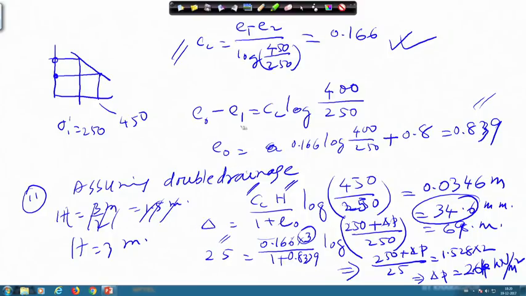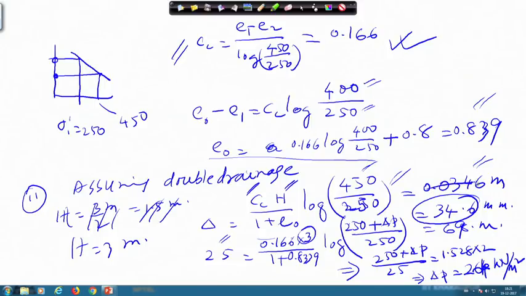So, e naught minus e 1 by 400 by 250, from here I got e naught. So, at 400 I know e value, and at 250 actually what is the e value I do not know suppose. So, I have to find out. So, I have got this way, and then after knowing that I have to find out the total consolidation. Total consolidation settlement will be C c into H by 1 plus e naught into log. This is the formula, and this is the final pressure, and this is the initial pressure. So, I will get this calculation.